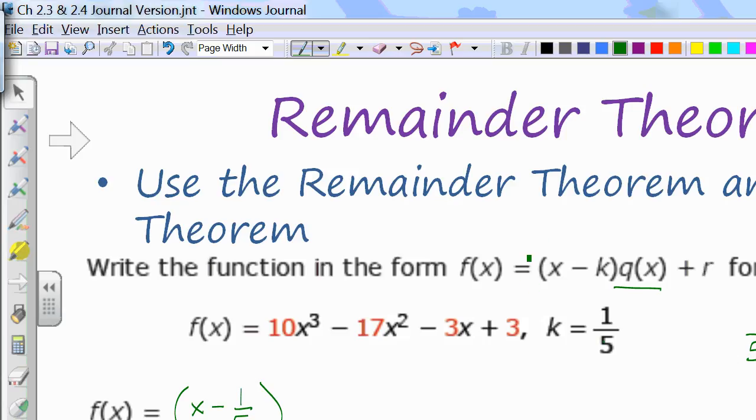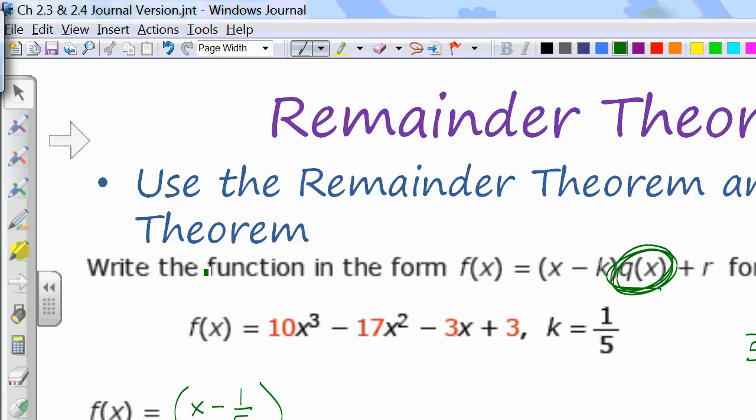10 comes down. Multiply, I get 2. Negative 15. Multiply, I get negative 3. I'm adding, so I have negative 6. Multiply, and this gives me negative 6 over 5. So that 3 is 15 over 5. 15 minus 6 is 9. So this becomes 9 over 5.